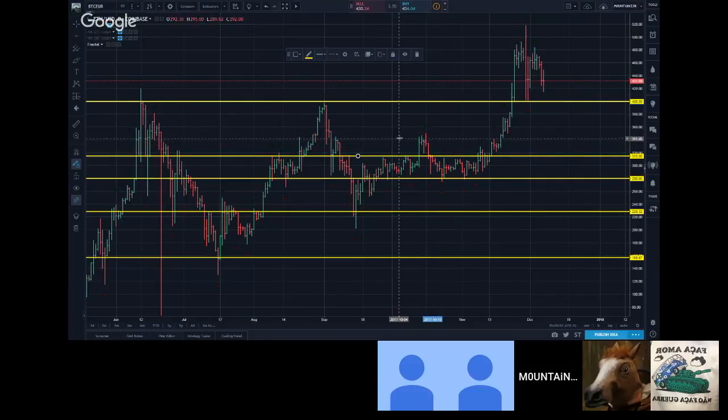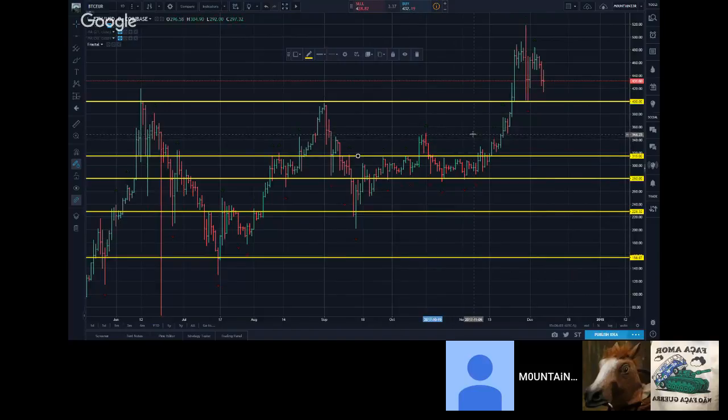You could maybe make a case that there's another one in here somewhere, maybe up here. If you want to keep drawing these in, you can end up drawing a ton of them if you want, but it's up to you how many of these you draw in here and how many you think are really significant and how many are not as significant.